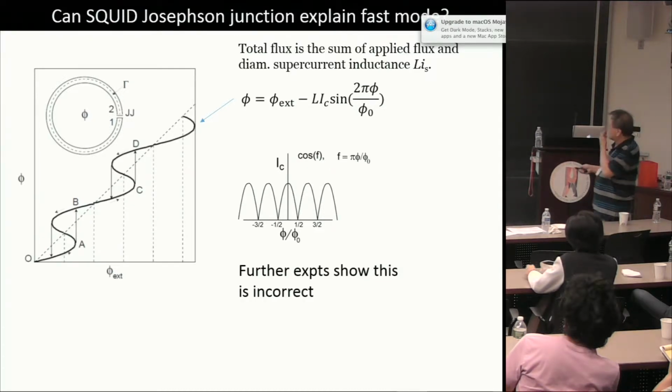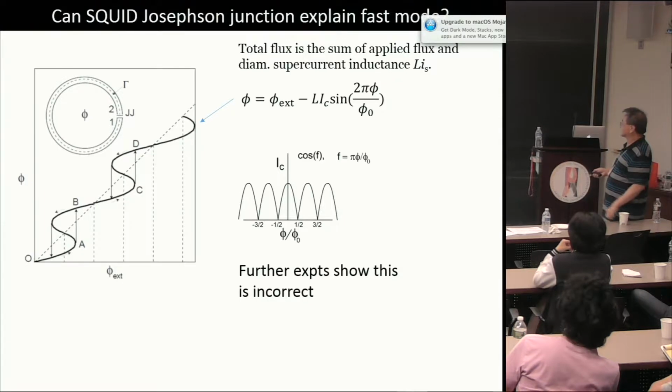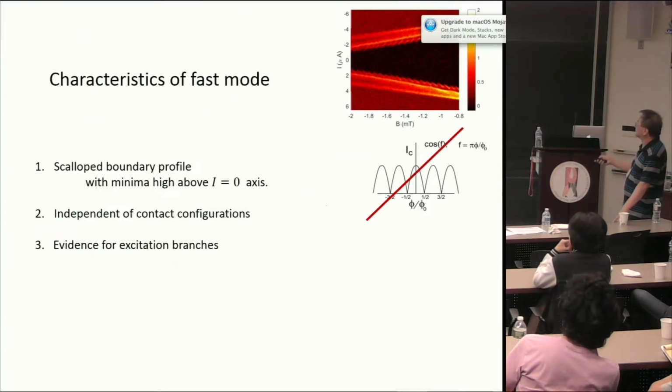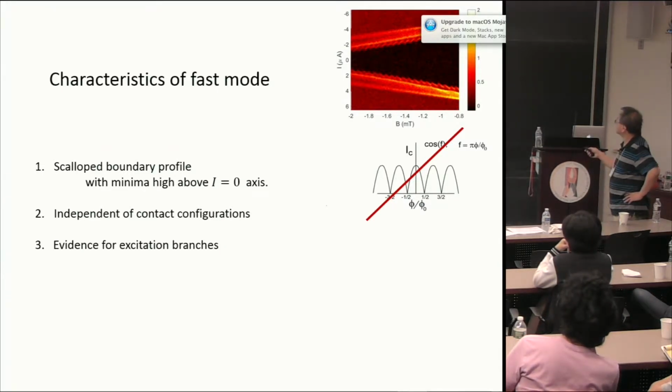But one problem is the following. If you did have this absolute cosine dependence, the minimum would actually touch the zero current axis, right? And it doesn't. In fact, in all the crystals, you see that this minimum never touches the I equals 0 axis. I'll come back to this in a second. So this is clearly the wrong way to go. And all right, so here's the point. When you look at the scallop boundary, here's the scallop boundary, right?